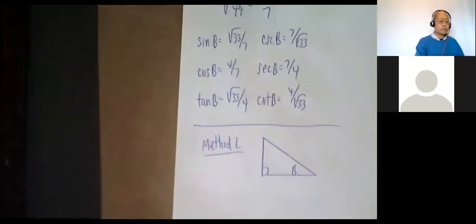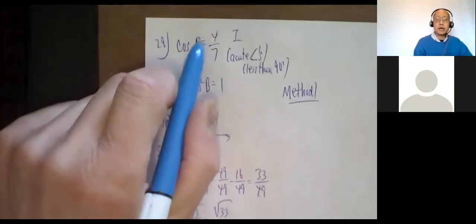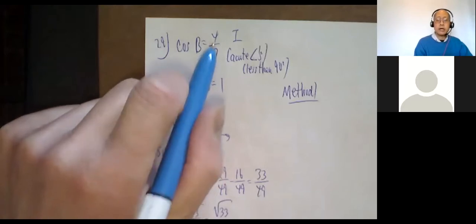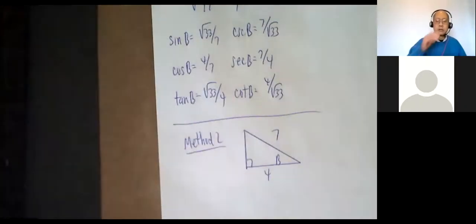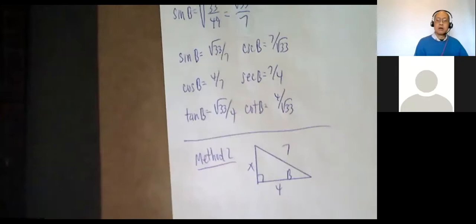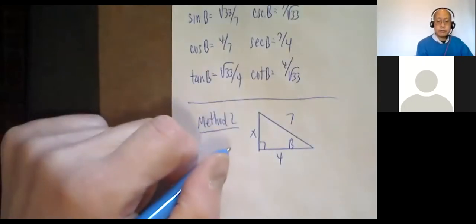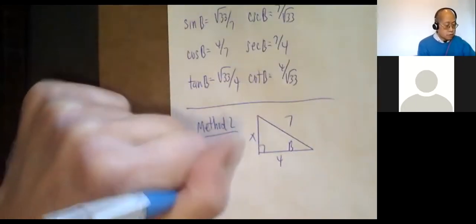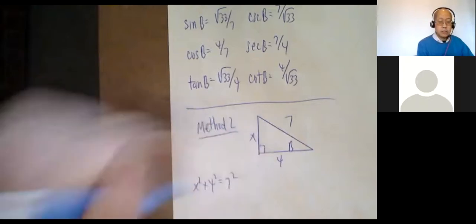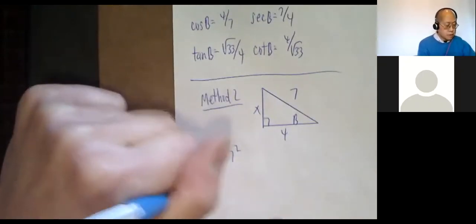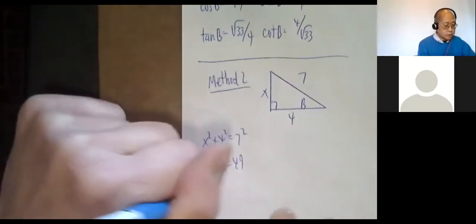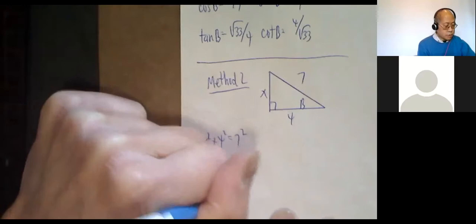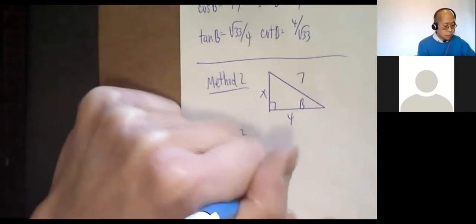With angle B, cosine is 4/7. Cosine is what? Adjacent over hypotenuse. Adjacent, hypotenuse, opposite. X squared plus 4 squared equals 7 squared. X squared plus 16 equals 49. Subtract 16, X squared equals 33. So X is the square root of 33.